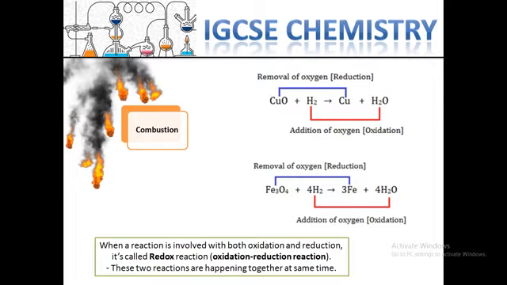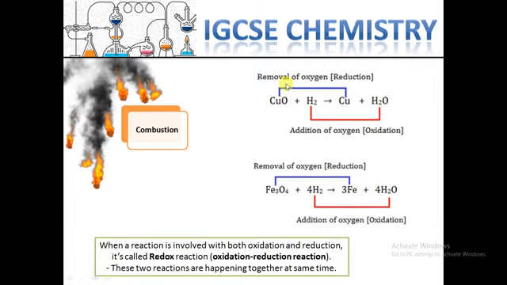Some reactions involve both oxidation and reduction. In this case we call it an oxidation-reduction reaction, or redox. For example, this is the last example I will show you: copper oxide reacting with hydrogen gas.